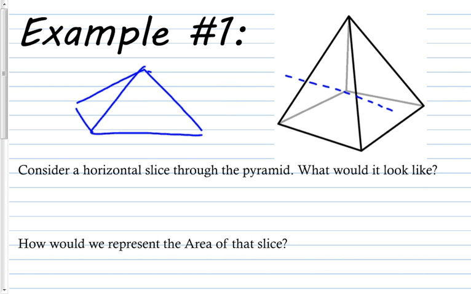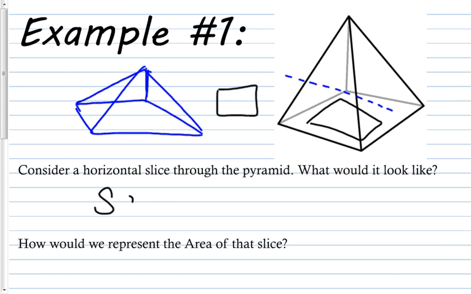This right here makes sense to me. So here I have a pyramid, and if I were to cut it horizontally, that image is going to be a square, because the base is a square, so however many cuts I make horizontally, they're going to be squares. So consider a horizontal slice through a pyramid. What would it look like? Hopefully you're thinking a square. If a pyramid has a square base, and you cut it horizontally, it's a square.